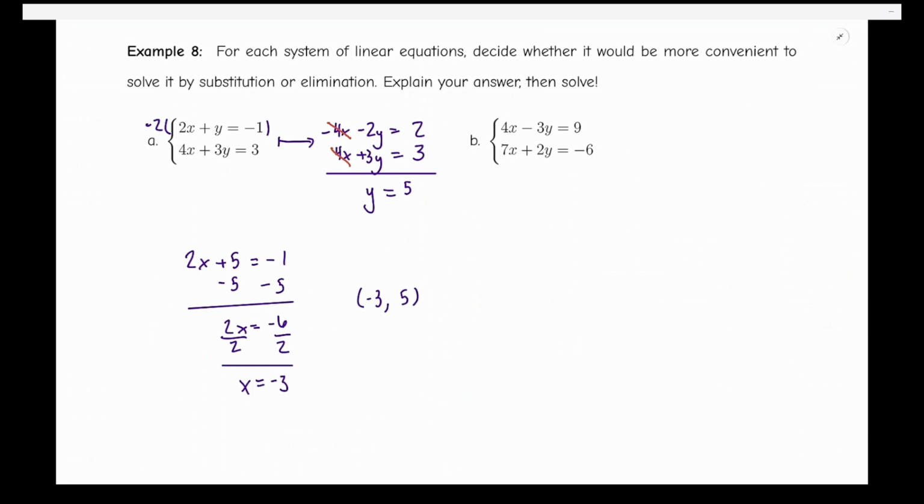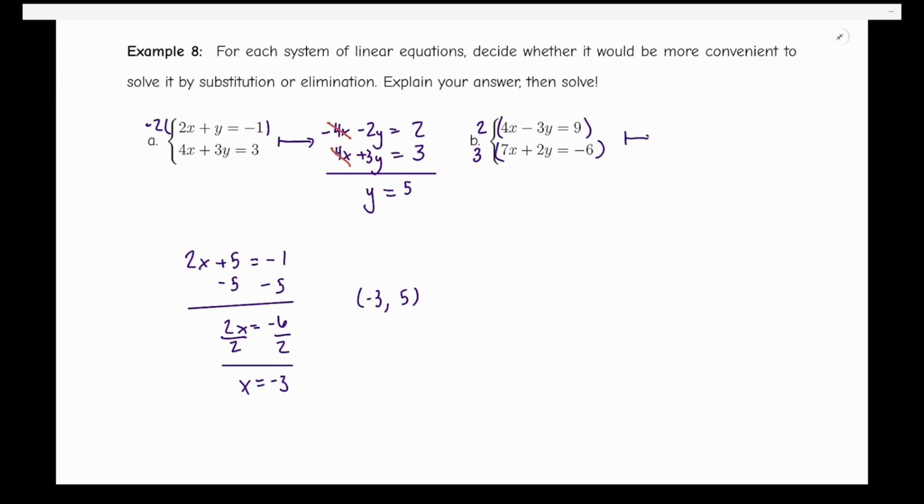Part B. Again, both equations are in standard form, so I'm going to try elimination. This time it's a little bit more tricky because I'm going to have to multiply both equations by something to get them to match up. I'm going to choose to eliminate the y this time. So I'm going to take the first equation times 2 and the second equation times 3. That way, both of the y's will be 6. Just one will be negative 6, the other will be positive 6.